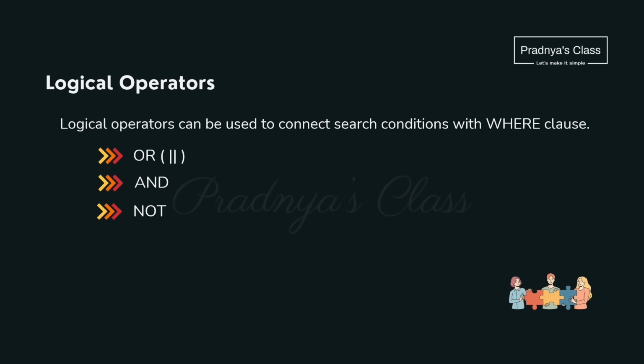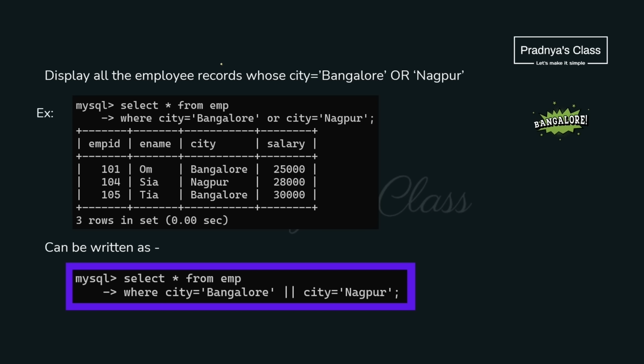Along with relational operators, we can also use logical operators. We know what is the use of logical operators: to combine two or more relational expressions. Here also we can combine two or more conditions. Let's take an example. We need to display all the records of the employee, but here is the condition: city should be Bangalore or Nagpur. So look at the output here. We have only those records having city as Bangalore or Nagpur.